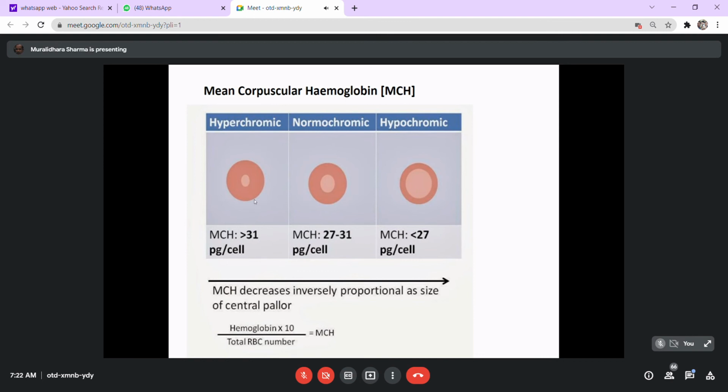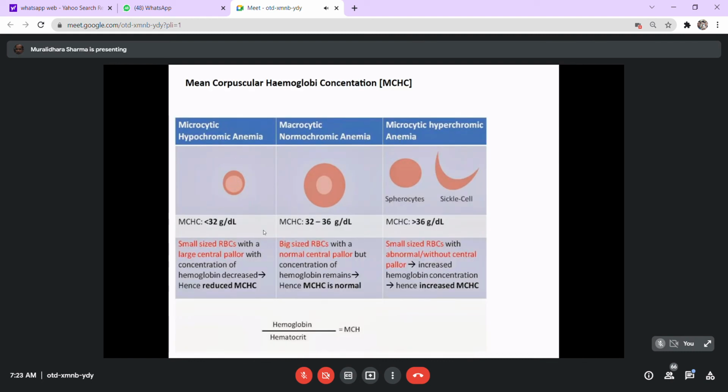So mean corpuscular hemoglobin in a normal situation will be 27 to 31. That's the usual. When the mean corpuscular hemoglobin is more than 31, it becomes hyperchromic. And in hypochromic, like iron deficiency anemia, it will be less than 27. In erythrocytosis or polycythemia-like conditions, this is on the higher side, and iron deficiency anemia is less than 27. This is how it is assessed.